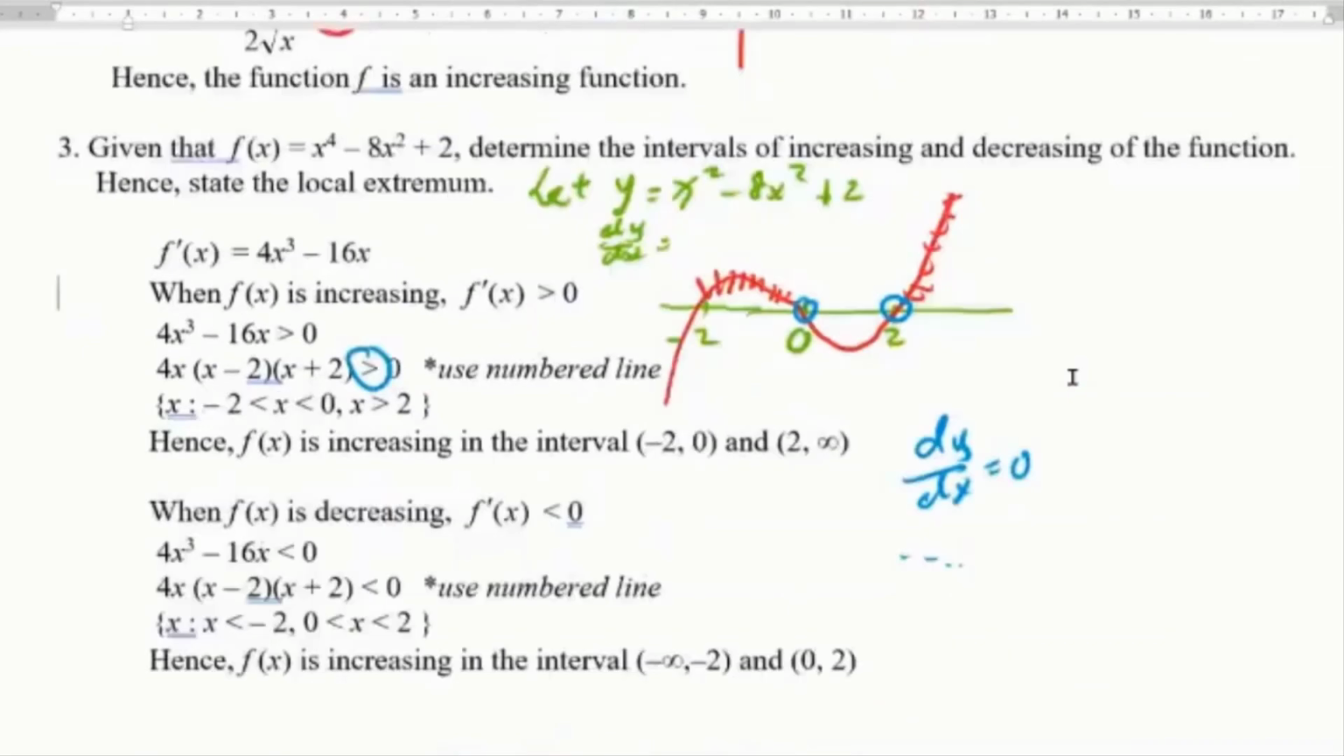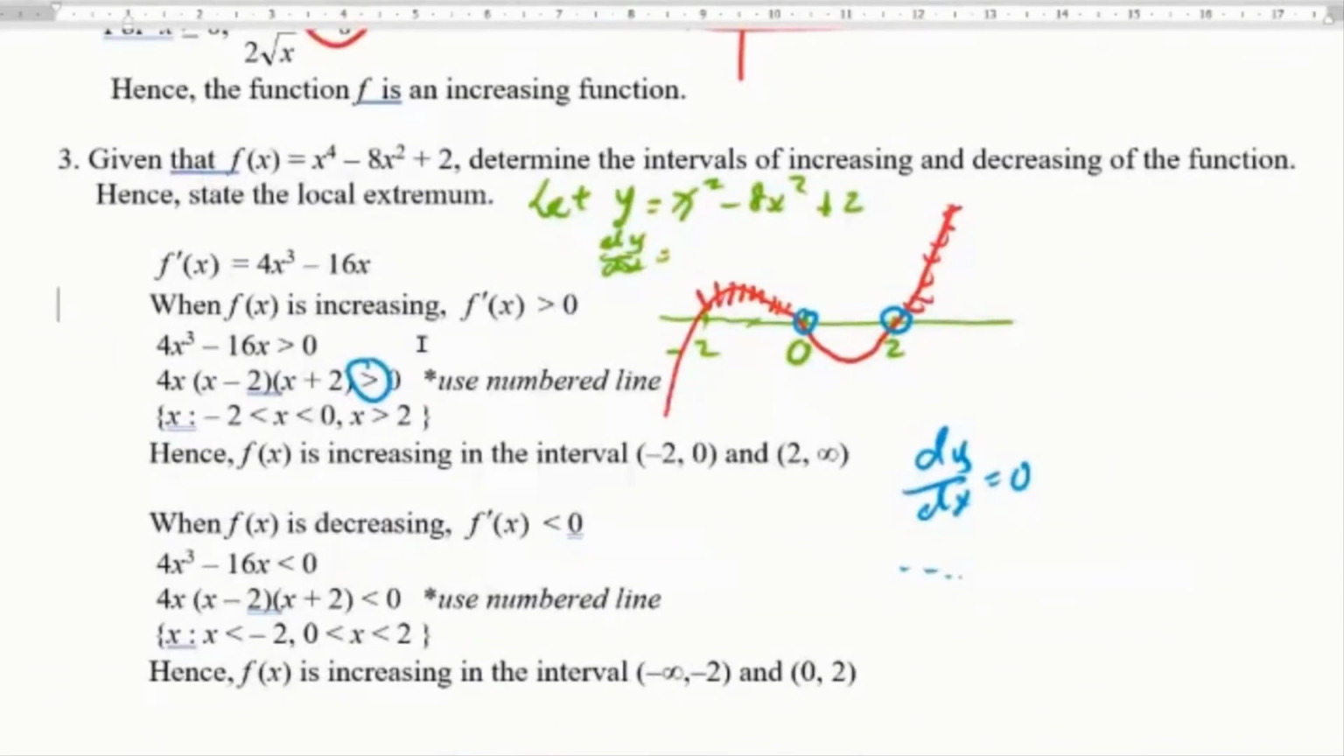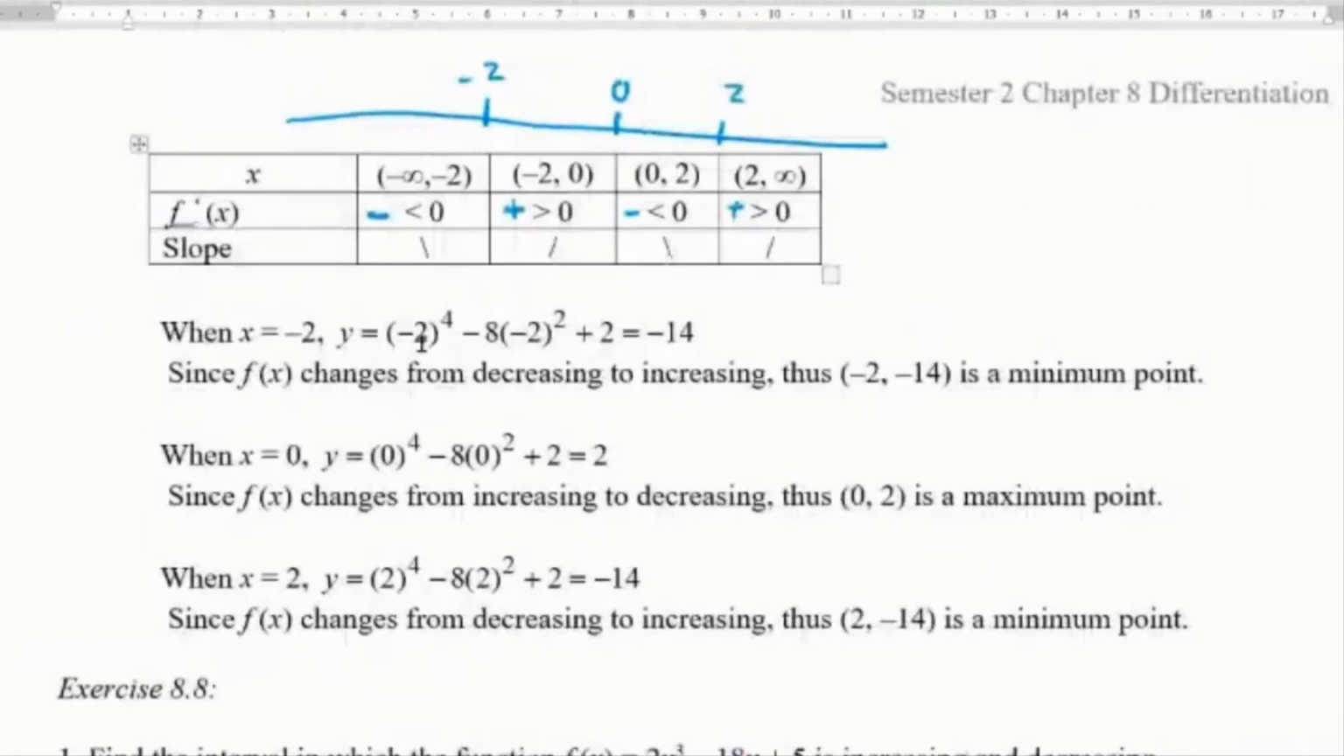The question asks for the point, which means your final answer must be in point form. In case it is in point form, you must know the x and y. So that's why here I need to calculate the value of y. So finally, you mention that this point, (-2, -14), is a minimum point. Okay. Then when you come to x equal to 0, you calculate and find that y is 2.